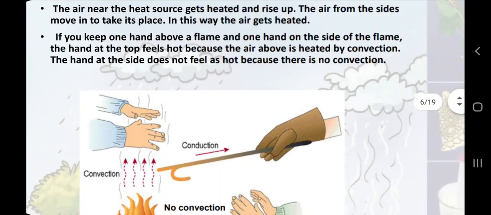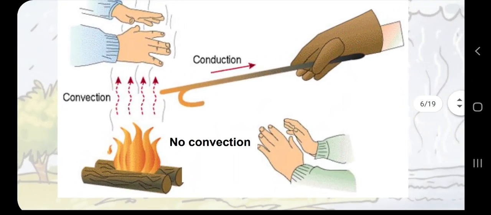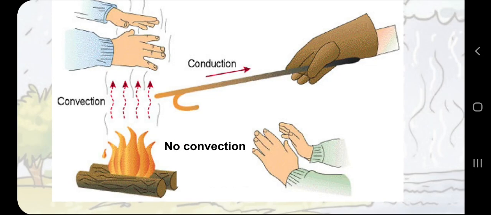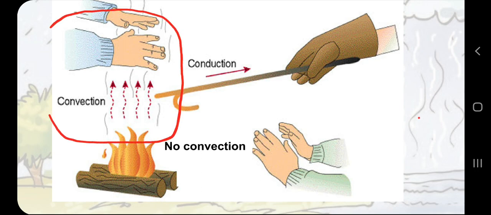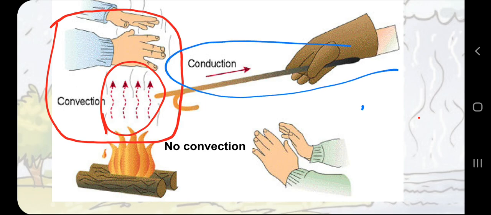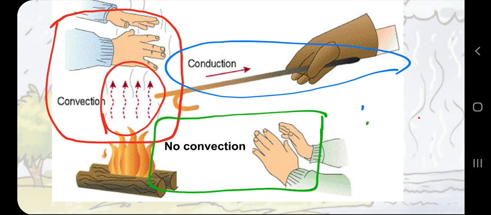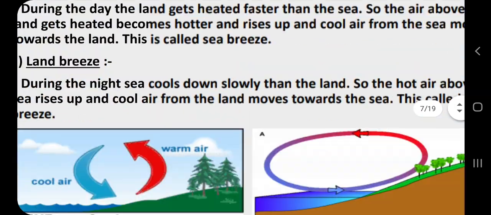Now convection in air. Let us focus on this diagram. This diagram shows all the mechanisms: convection happening here, because air is there and air is also a fluid, conduction happening here from the solid rod, and finally no conduction or convection, transfer of heat without a medium, in terms of radiation. So these three phenomena you can notice in a very simplified manner.